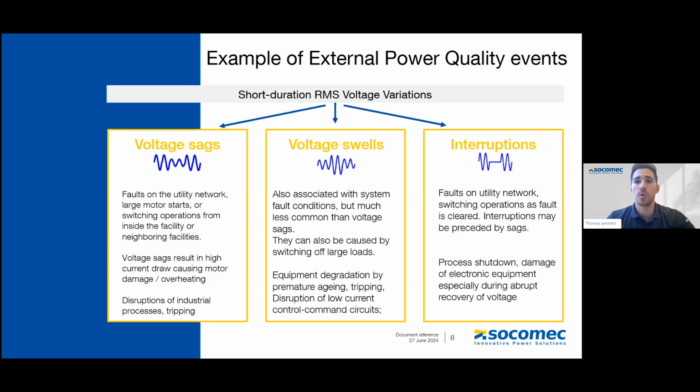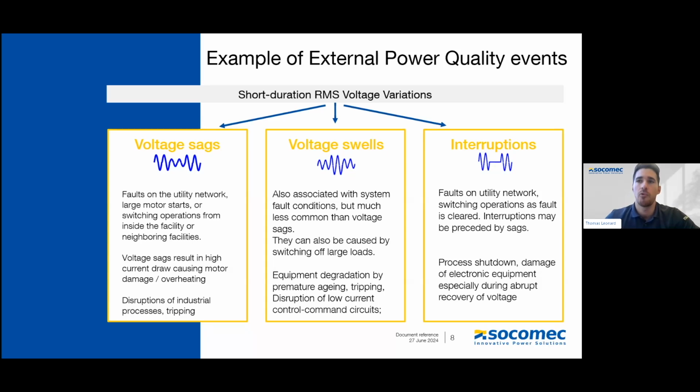Voltage swells and also interruptions, all three of these types of events are typically associated with what we call system or utility fault conditions. The swells are much less common than the sags. They're also caused by switching on or off large loads, which can come from your own facility or from a neighboring plant, and they will cause equipment degradation, premature aging, also tripping of equipment. And then interruptions, which are also caused by faults on the utility network, some automatic fault clearance.